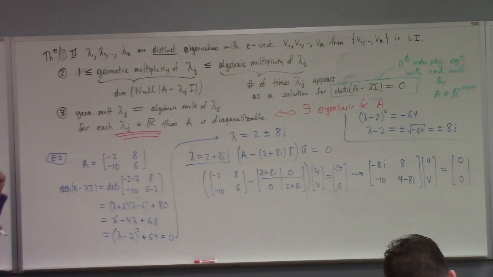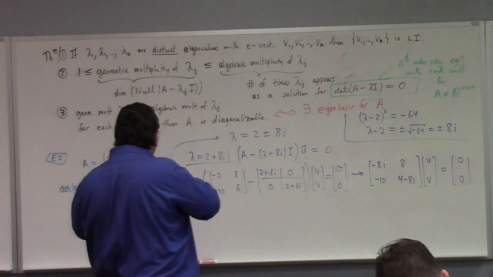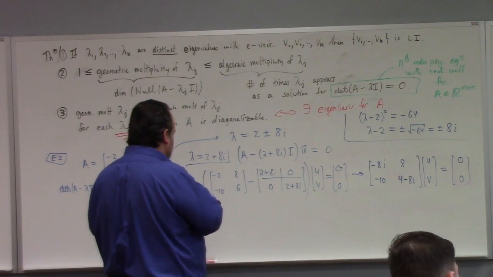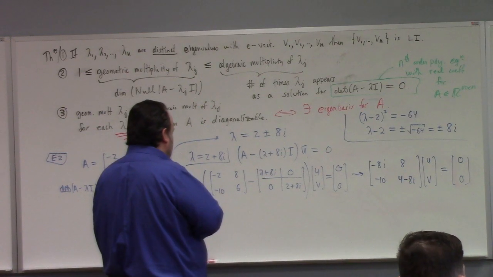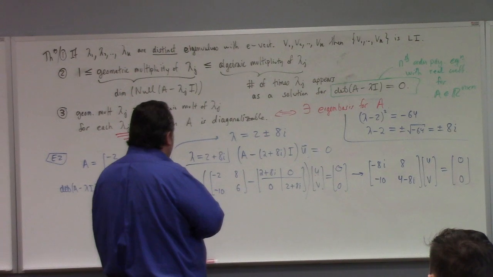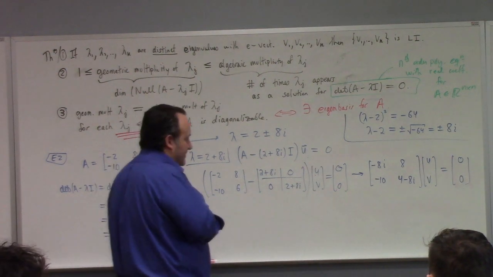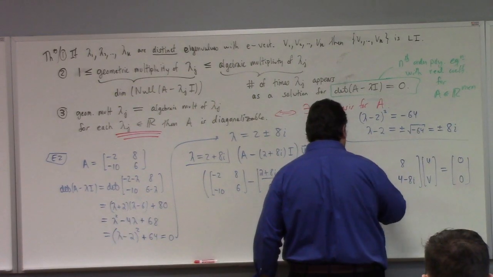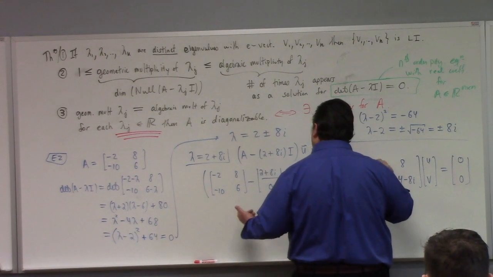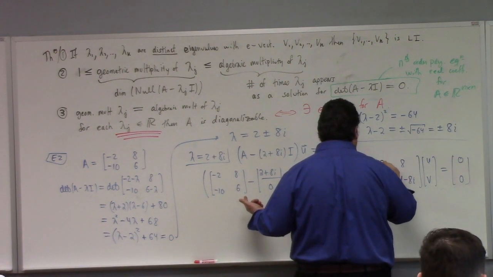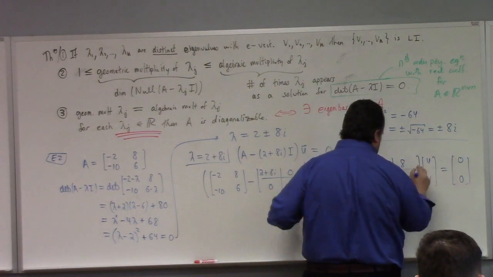Uh-oh. Is the first one negative 4 minus 8i? Negative 2 minus 2? I really wanted those to cancel. But yeah, thank you. Well, thank you. I would have gotten very, very confused in about a minute or two, I guess. Thank you.